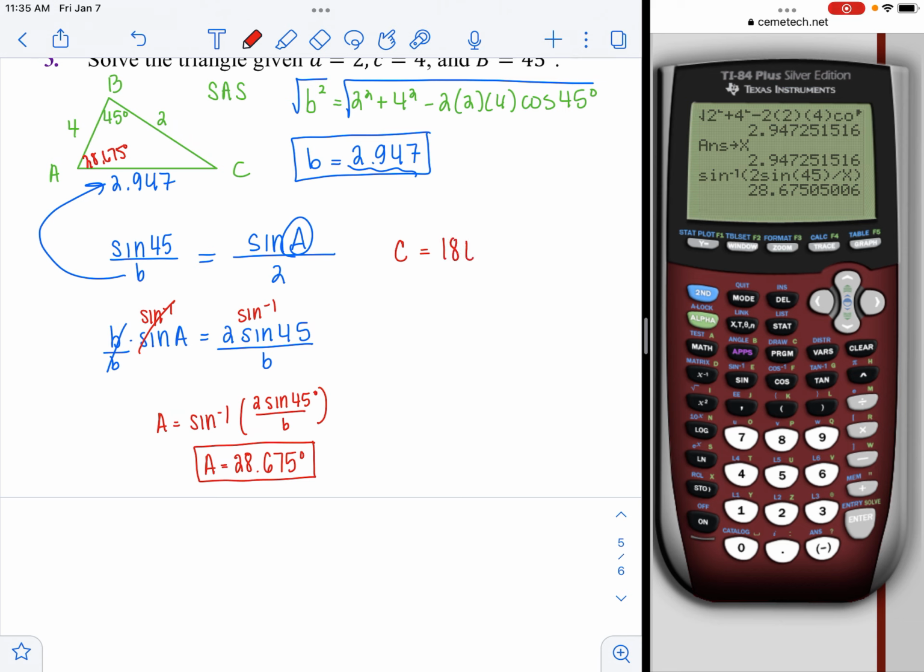To find angle C, I'm going to do 180 minus angle B, which is 45 degrees, plus angle A, which is that 28.675. So in my calculator, I type 180 minus parentheses 45 plus angle A, which is the 28.675. I can grab it, or I can hit second answer, but it's not stored as X, so don't do that. And I get 106.325 degrees.